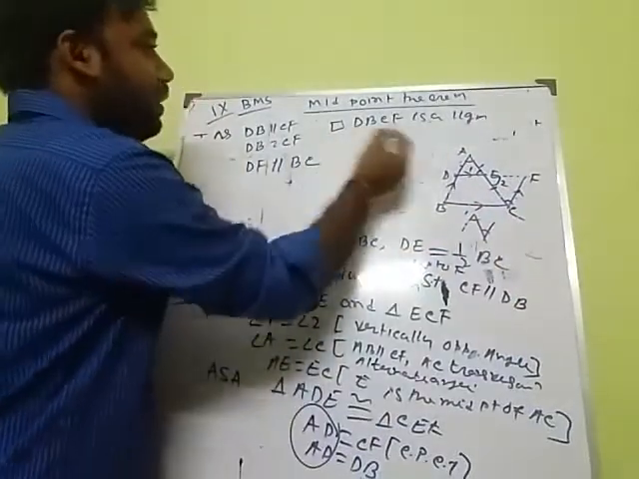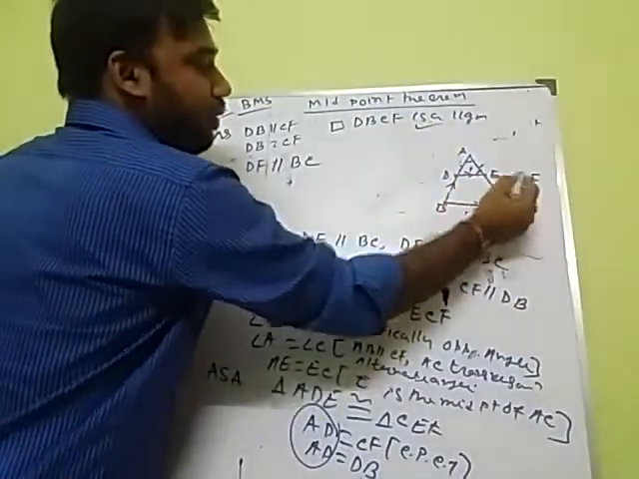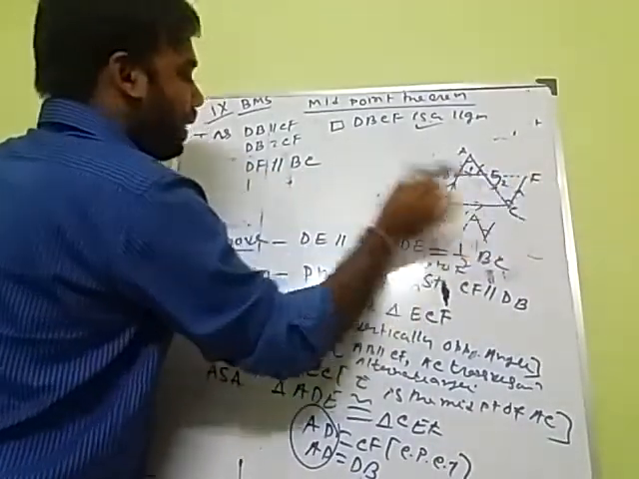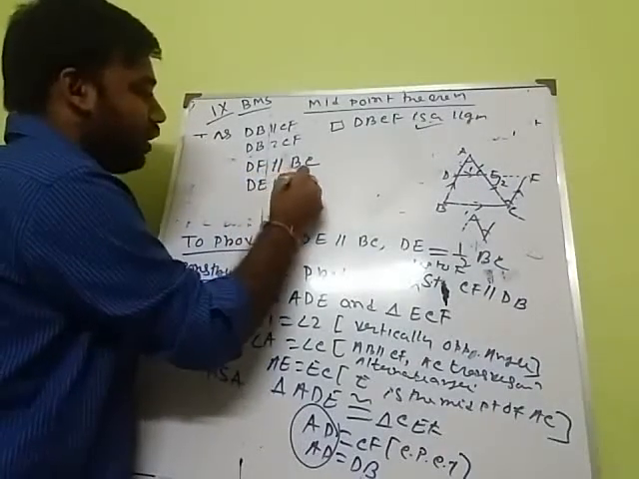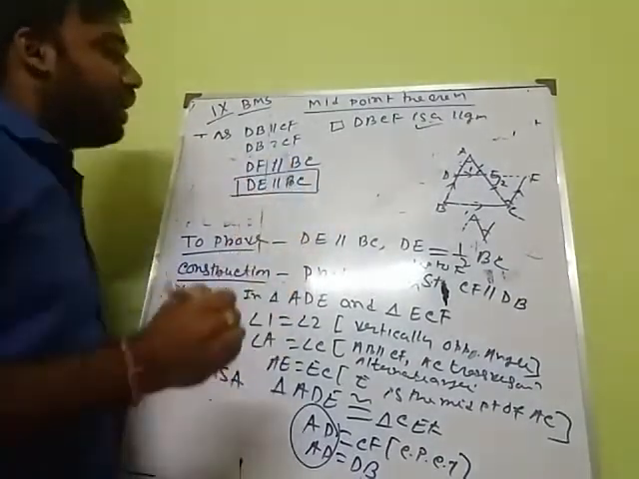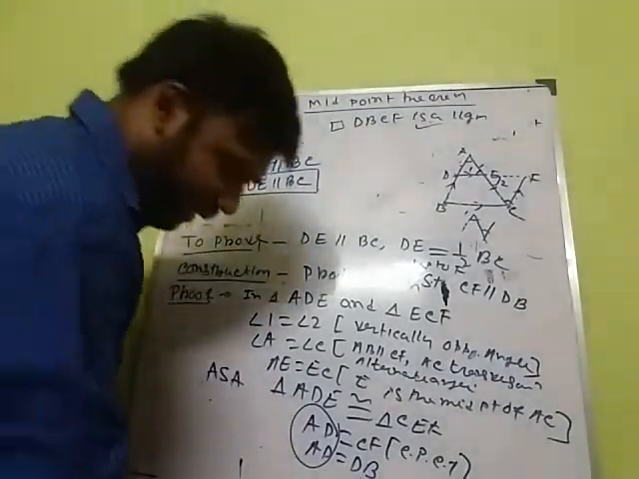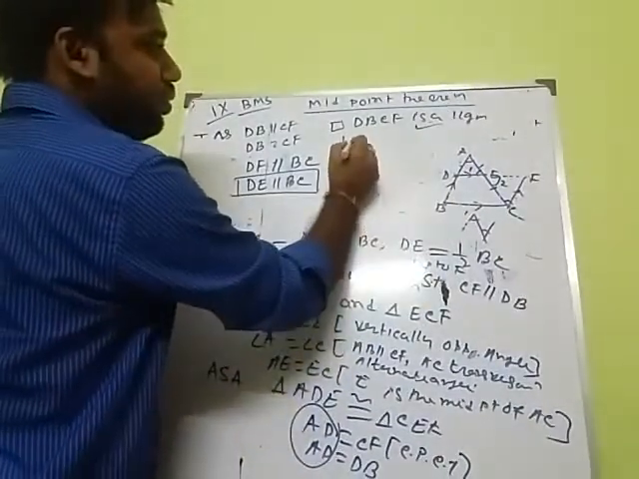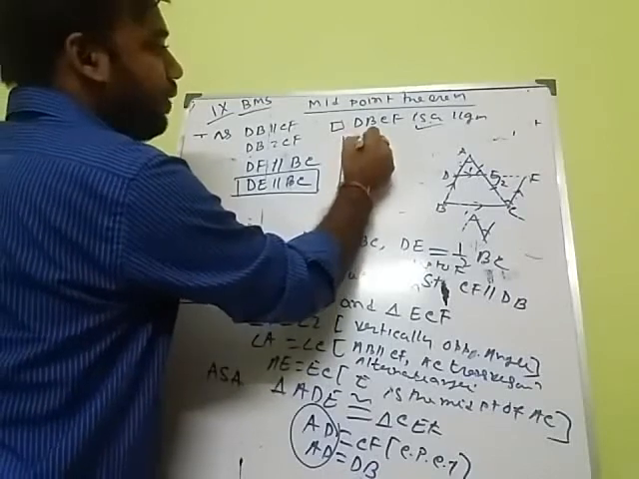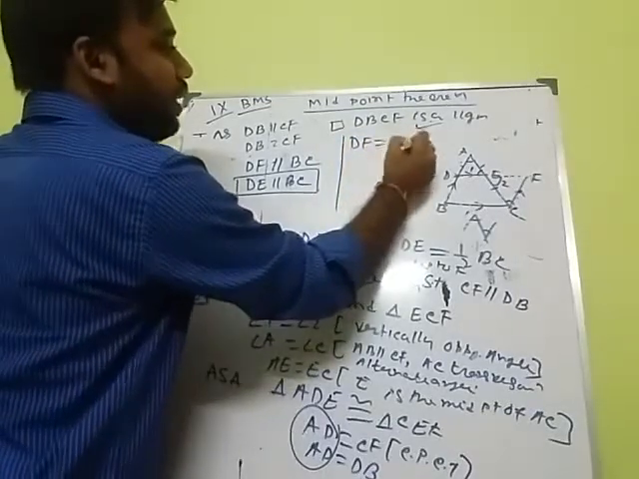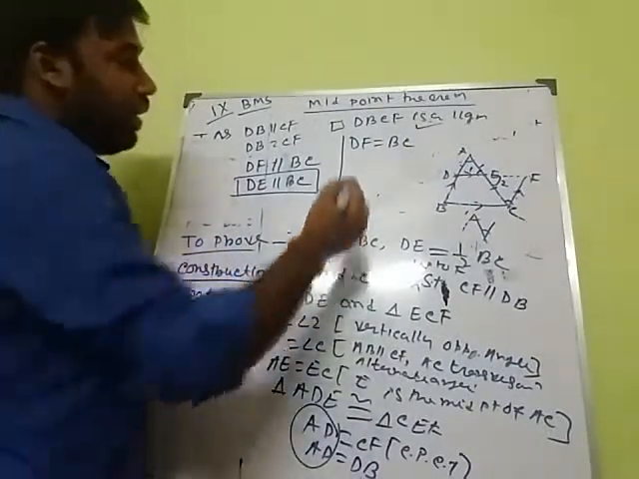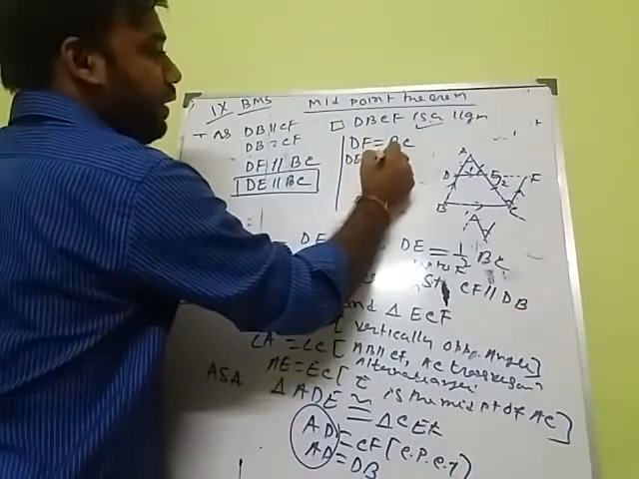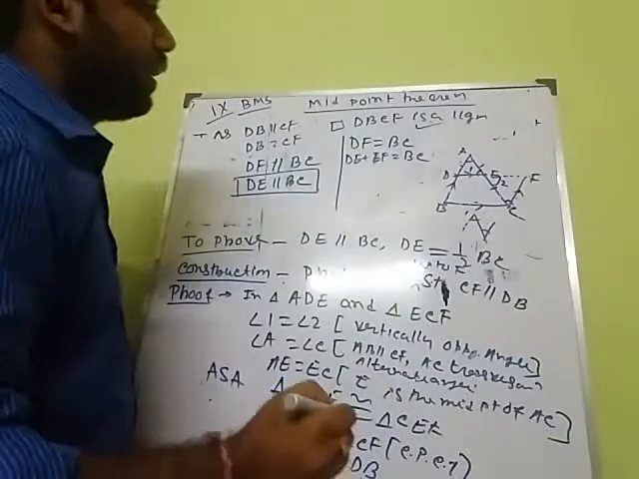DBCF is a parallelogram. We have proved it earlier. So BC parallel to DF. In short, DE is also parallel to BC. So we have proved the first portion, that is DE parallel to BC. Another part, that is we know that DF equal to BC. Why? Opposite sides of a parallelogram are equal and parallel, and DF equal to DE plus EF equal to BC.